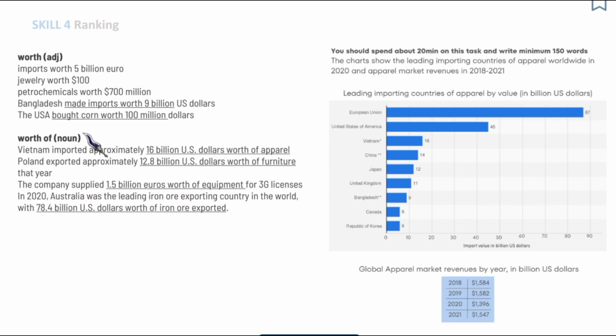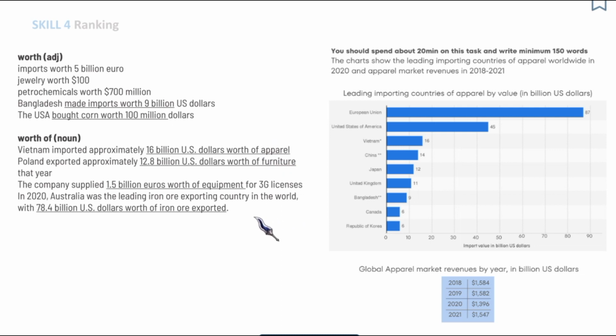This word can also be used as a noun. And again, there are a few examples here. Let's have a look together. Vietnam imported approximately 16 billion US dollars worth of apparel. So the word is the same, but the structure, the pattern is slightly different. For some of you, this structure can be a bit confusing, but if you read all of these examples, you will find out that it's the same structure. So you mention the number first, in this case, the amount of money, 16 billion US dollars. And then you say worth of, and you mention the product.